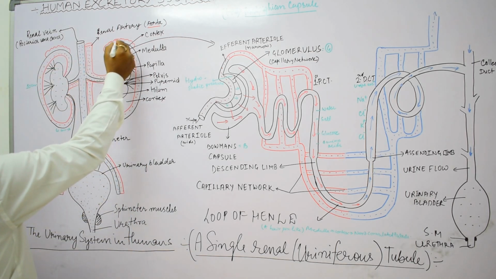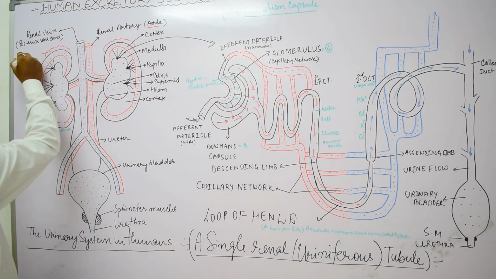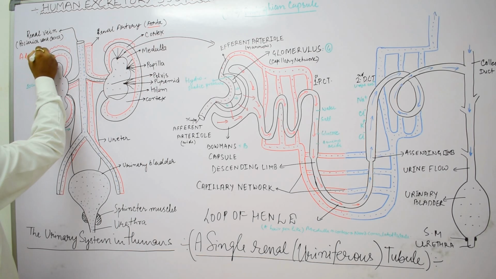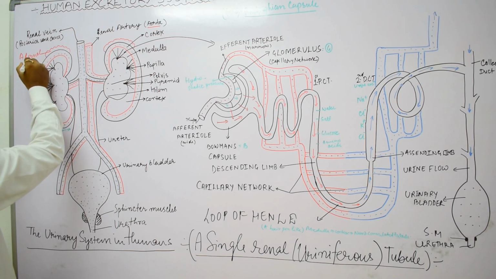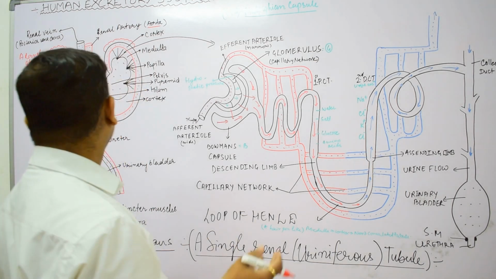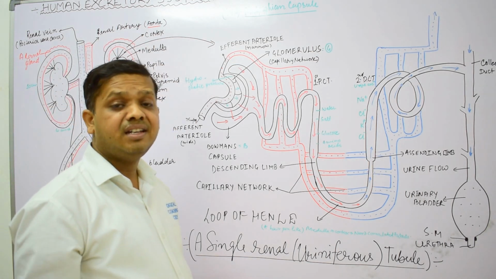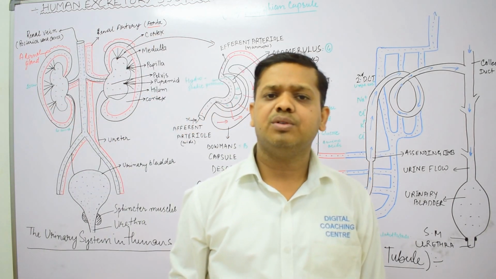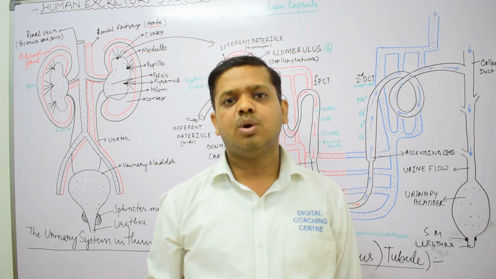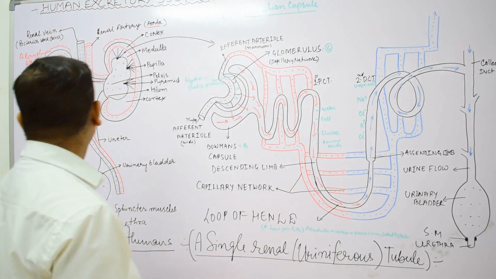Now we will see the structure. This cap-like structure is known as the adrenal gland. We have one pair of adrenal glands. They are cap-like structures found on both kidneys. They secrete a hormone called adrenaline. Adrenaline is a hormone also known as the fight or flight hormone. So in the case of danger, this hormone works.